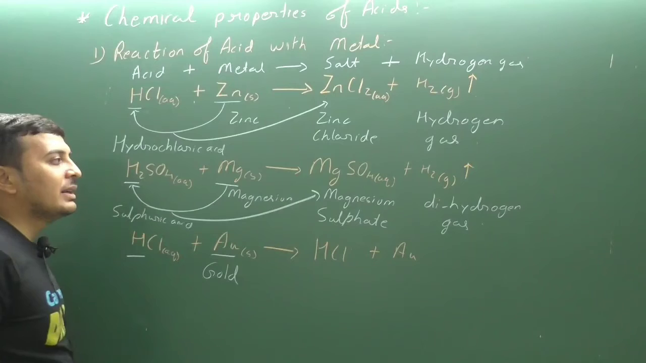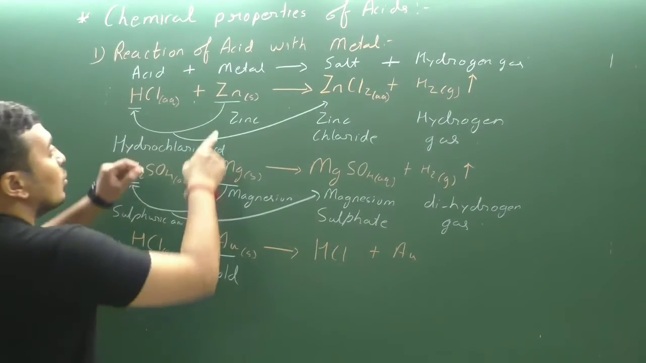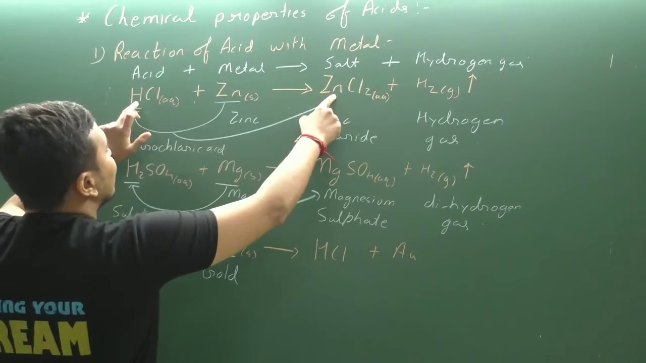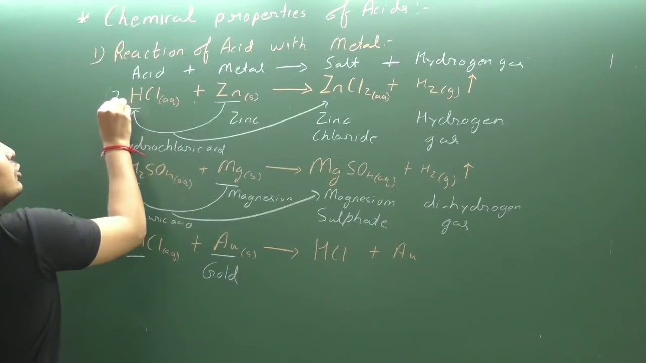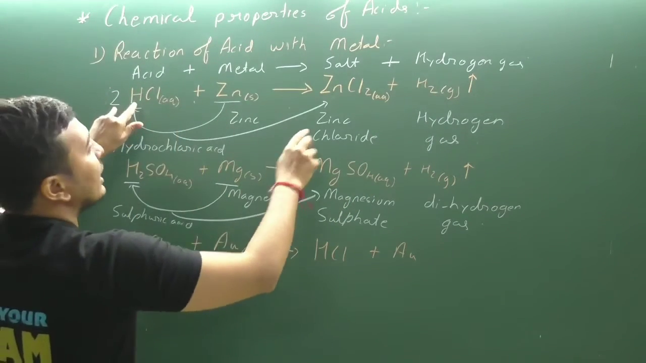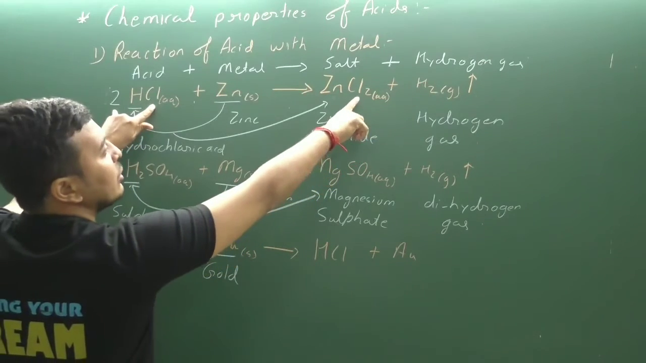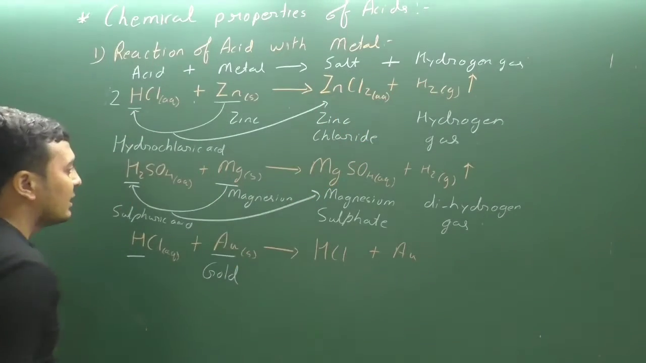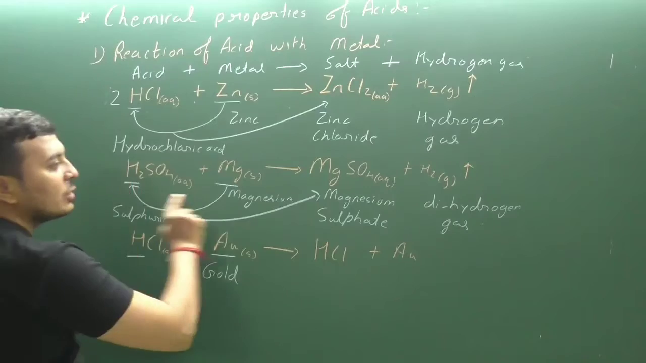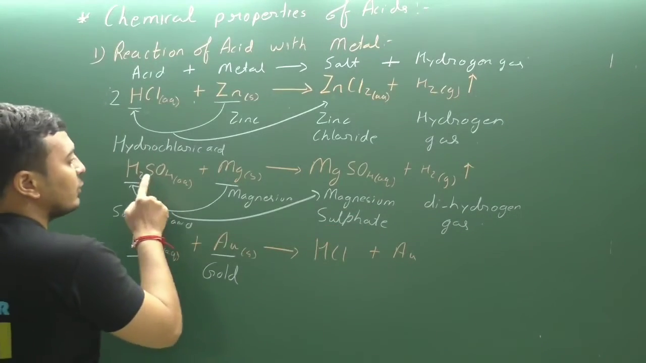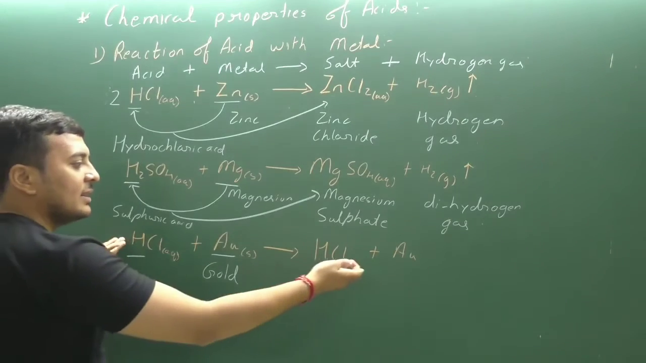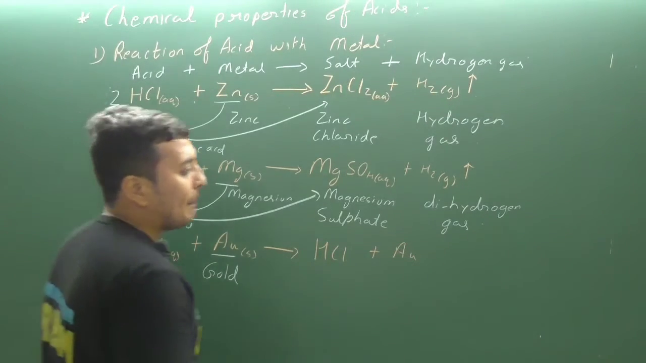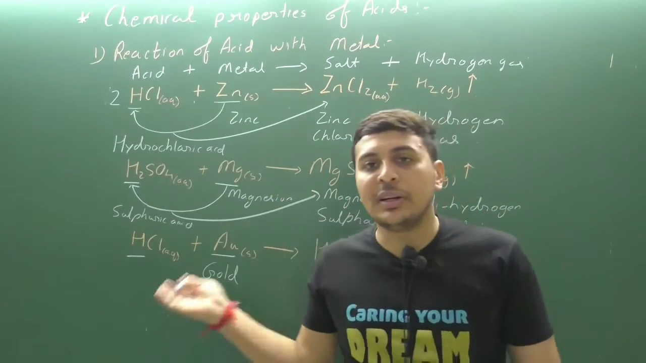One thing remaining here is balancing. One zinc, one hydrogen, two hydrogen. So we have to put here 2. Now it is balanced. 2 hydrogen, 2 hydrogen, 2 chlorine, 2 chlorine, 1 zinc, 1 zinc. Here it is already balanced. 2 hydrogen, 2 hydrogen, SO4, SO4, Mg, Mg. Here there is no reaction, so no need to balance. Clear?